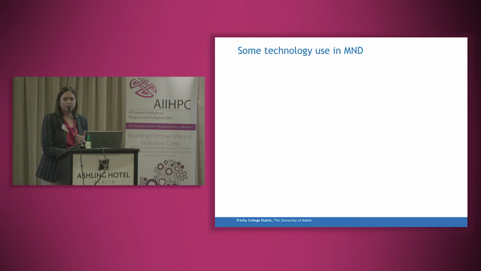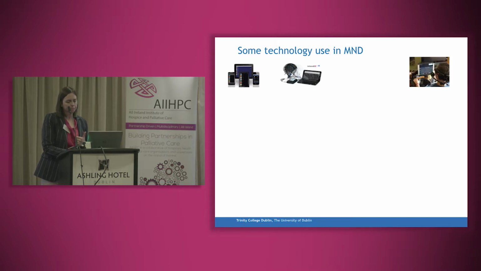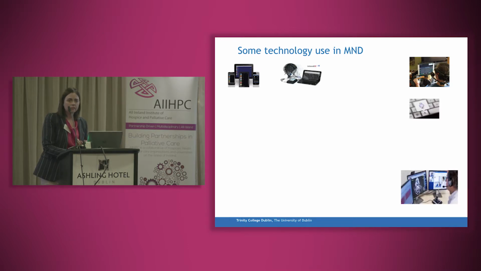Just some examples of technology use in motor neurone disease: environmental control systems, computer brain interface systems, and complex augmentative communication systems for people who lose their ability to communicate, or whose ability to communicate is impaired. We often forget about the technology required for the clinical assessment of motor neurone disease or different conditions. That's also technology. Voice banking is a technology for people who lose their ability to communicate.